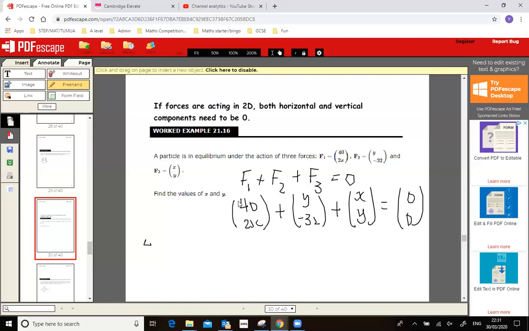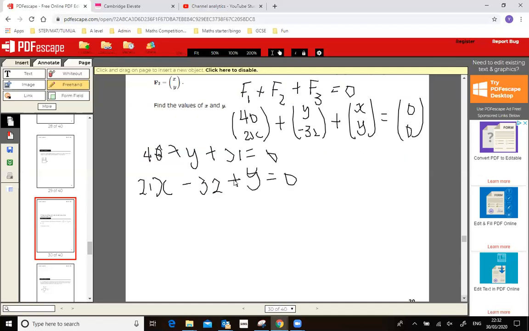So now we have 40 plus y plus x equals 0. And the second line we have 2x minus 32 plus y equals 0. So all we need to do is solve these simultaneous equations and work out the values of x and y. It's up to you which method you like to use, but what I could do is simply let the top equation equal the second one, because they both equal 0. And we can see straight away that the y and y will cancel out. So let's do that.